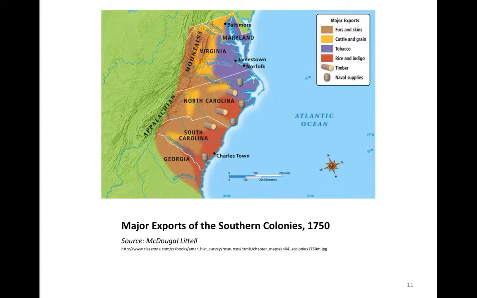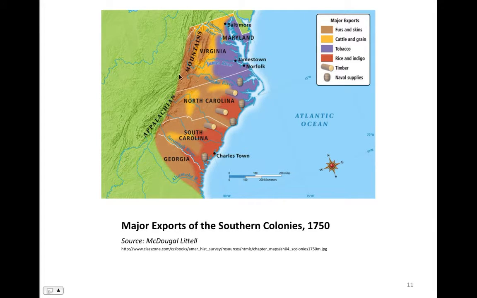So here's a map, kind of summarizes what I said. There you see the rice, indigo lands, especially in the coastal regions of the Carolinas, especially South Carolina and Georgia. You see how the shading becomes a little bit lighter as the land, yes, the further you go into the west, the land becomes less and less suitable for those pursuits. And then, of course, you see the tobacco regions of Virginia, eastern North Carolina, Maryland.